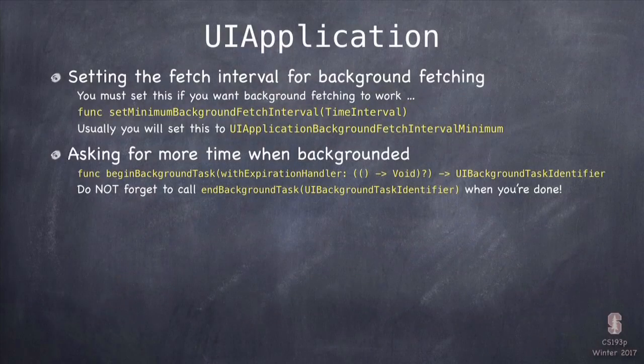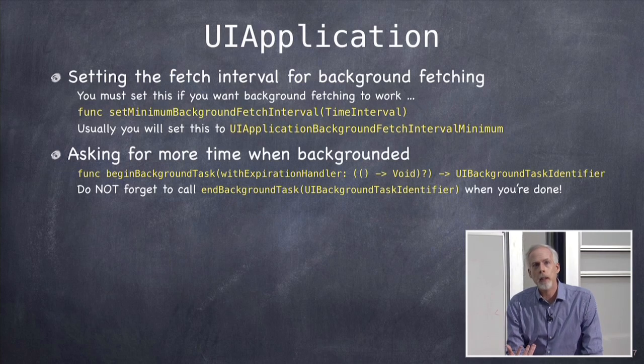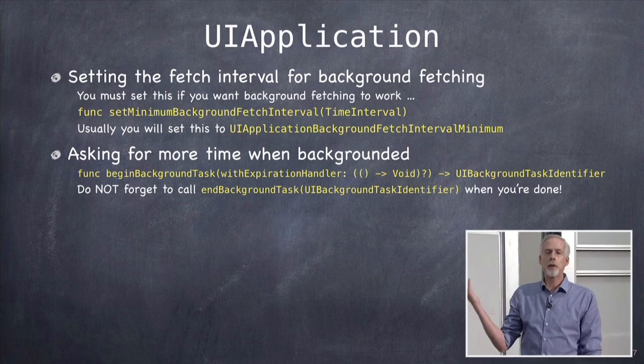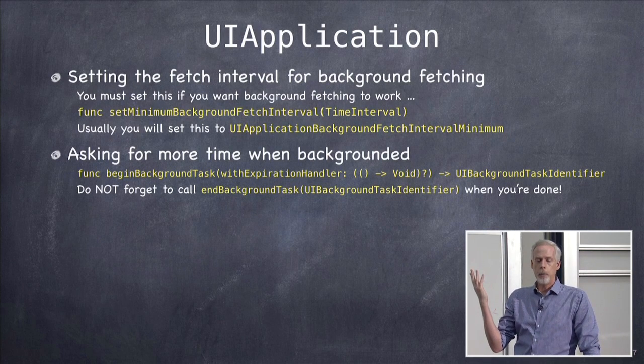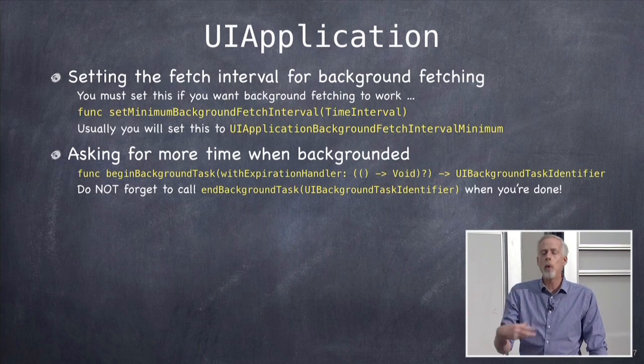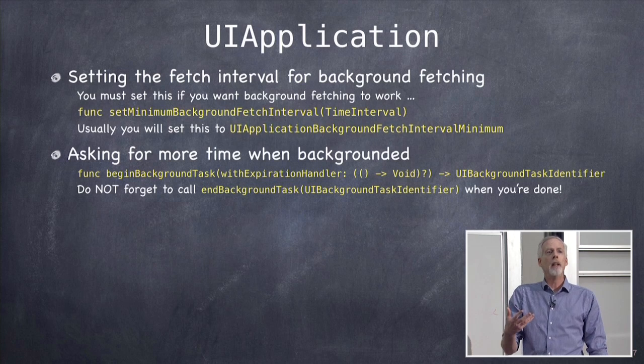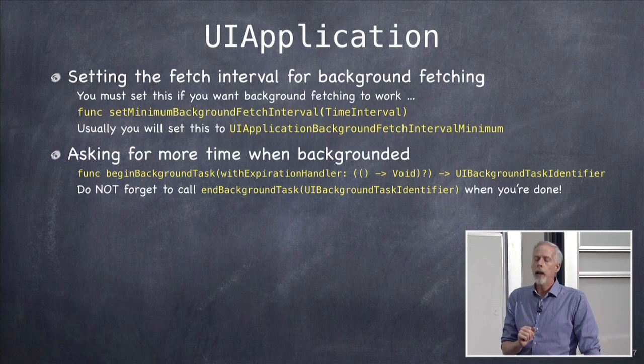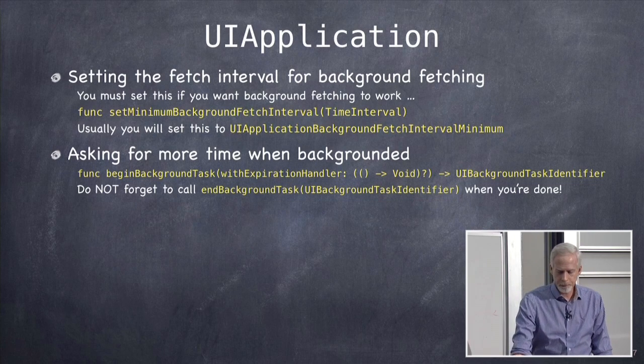In UIApplication, you can also set the fetching interval for that background fetching thing I talked about. If you get into the background and you need more time, okay, 30 seconds is not enough, or something is blocking, or you need to get something from the network and you want some more time, you can ask for more time by asking the UIApplication object to begin a background task. Now, again, you can't abuse this. If you keep asking for more and more time and you're trying to run for 10 minutes, eventually the system's going to say, that's enough. This is just for exceptional circumstances where I need another minute, please. Can I have some more time? And it'll give it to you as long as you don't abuse it.